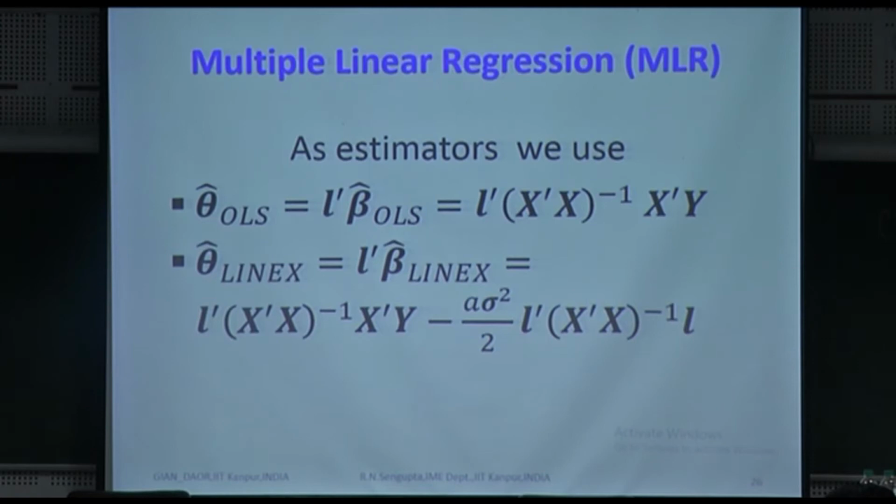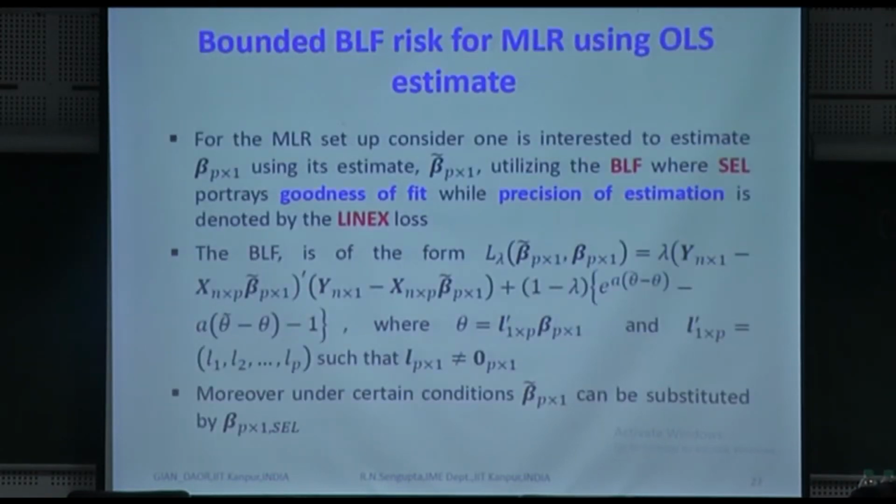So our aim is, I am again repeating, use this for the case when goodness of fit and precision of estimation is squared error Linex and vice versa. Again use this theta hat Linex under goodness of fit and precision of estimation being squared error Linex and vice versa. So that's the idea. So I write the models without the proofs.